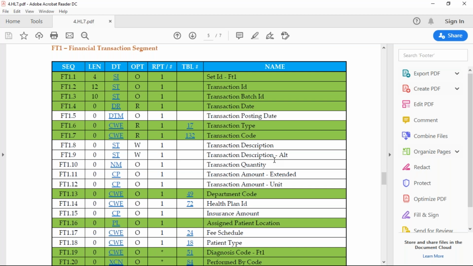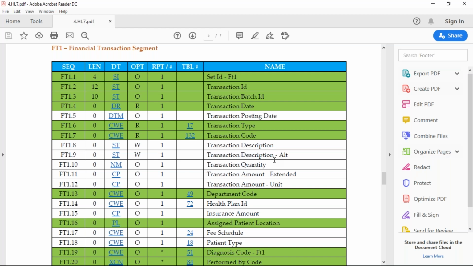Next, we have FT13, which is transaction batch ID. So whenever a transaction is being generated, all of them will be combined into one batch on each day. So that transaction batch ID is present in FT13. And next we have FT14, which is to send transaction date. Transaction date is sent in FT14, which means at what time the transaction got generated and all.